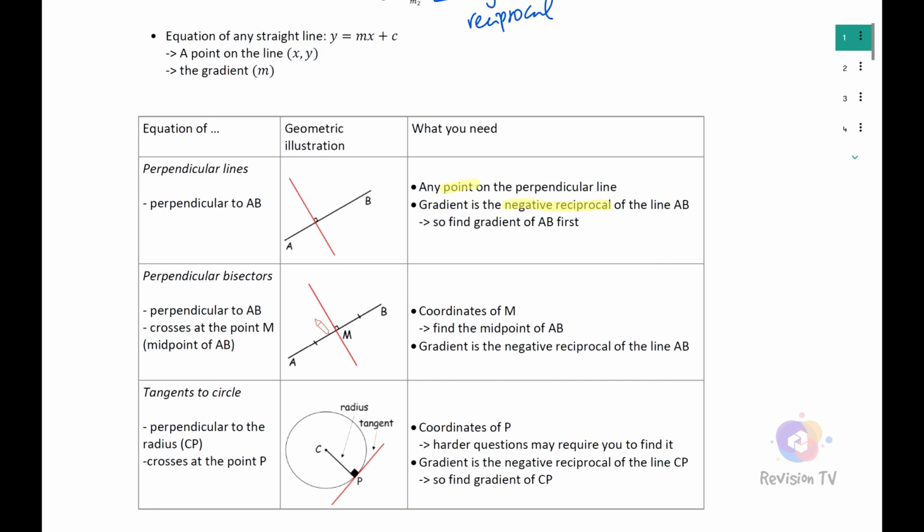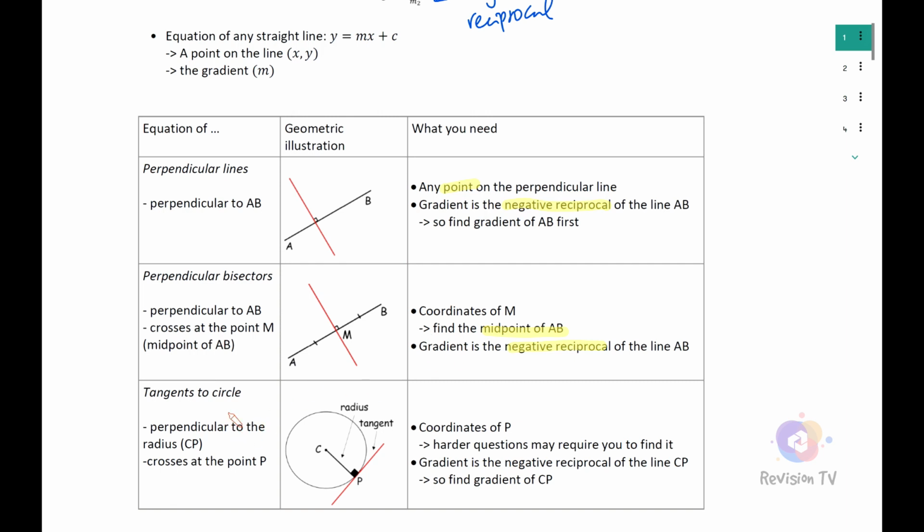Now what about the perpendicular bisector? Bisector means you're halving the line, and perpendicular means a right angle. A perpendicular bisector is a line that cuts the other line in half, but is also perpendicular to it. You can see the red line has perfectly cut AB into two halves. To work out this line, we can't use just any point on it. The point has to be specifically M, the midpoint of AB. So one, you need the midpoint of AB, and two, you need the negative reciprocal of the gradient of AB.